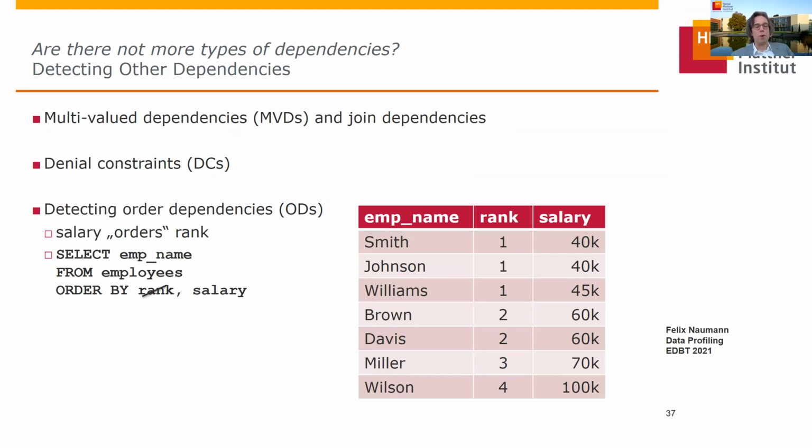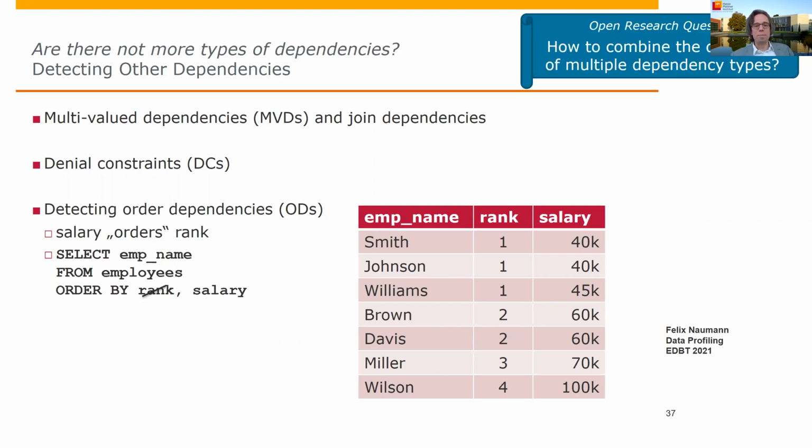So for instance, if you have an order by rank and salary, you can say, I might as well only order by salary, and I know it will also be ordered by rank, so I don't need to worry about that second order attribute. Again, doing the database system a favor. So this is for order dependencies.